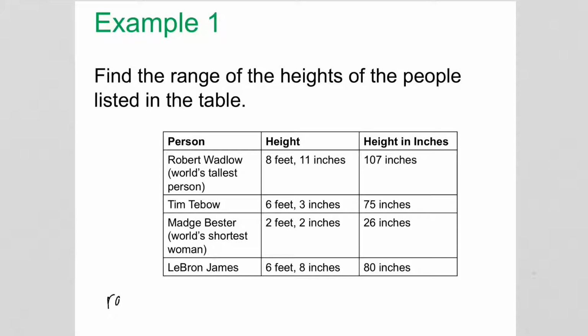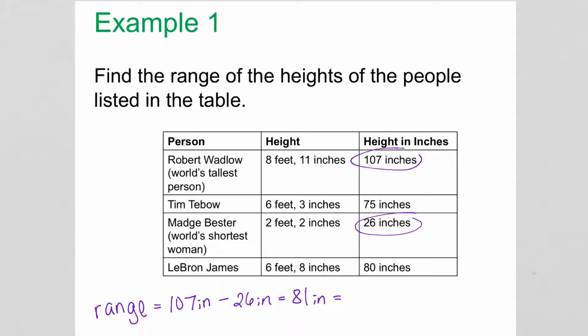So we would take the largest data value, that is 107 inches, minus the smallest data value, 26 inches. And that gives us 81 inches. Change that back to feet and inches to divide 81 by 12. You get 6 feet with 9 inches left over.